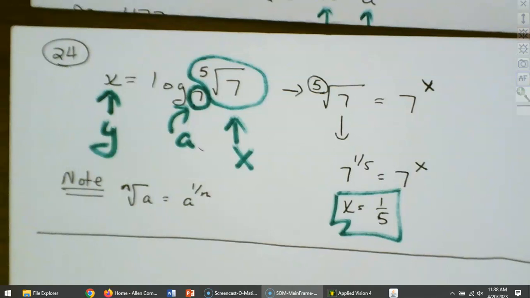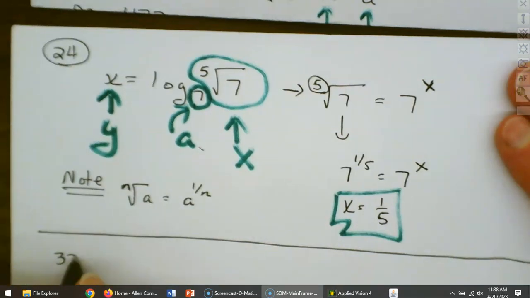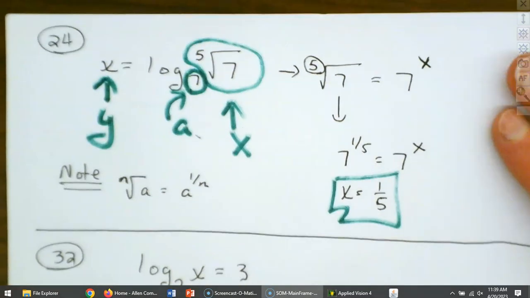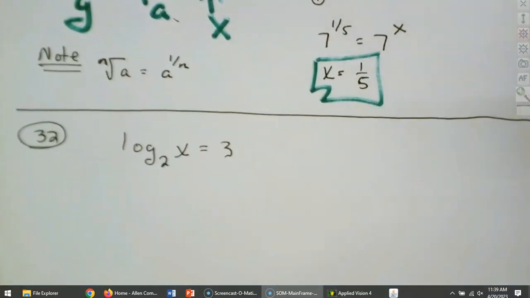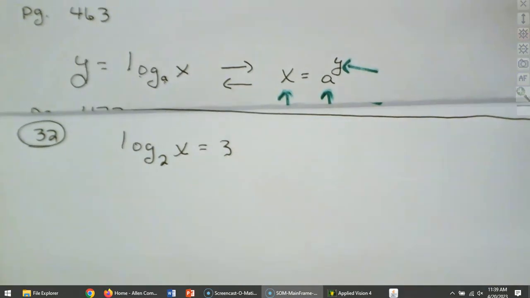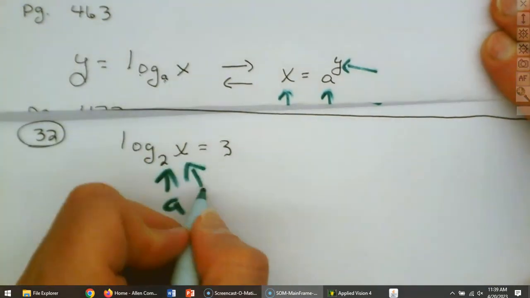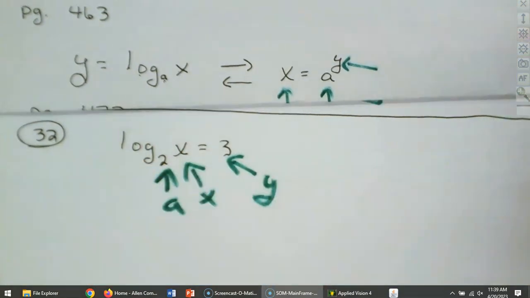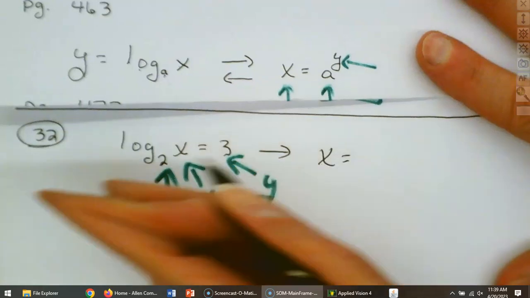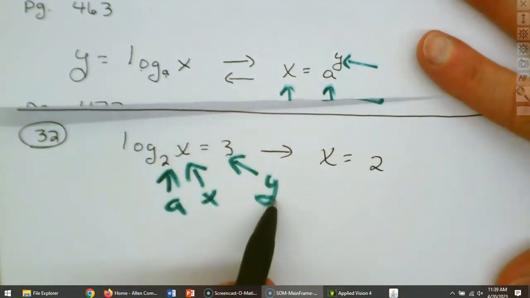Let's try another one. How about question 32? See if we can figure out question 32. And I'll move it so we can see what we've got here. Okay, log base 2 of x equals 3. Again, convert it. So here's our formula. There's your a. X is the x, and the 3 is the y. And relabel. So x is x, no problem there. A is 2, y is 3.